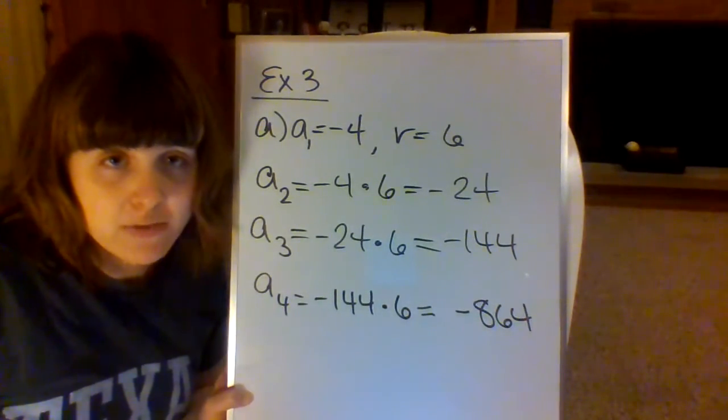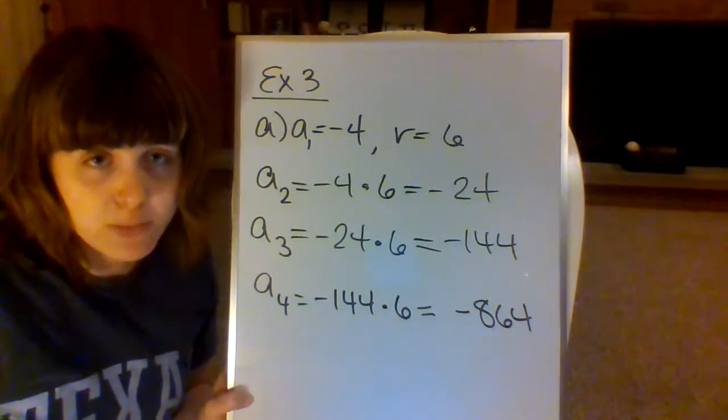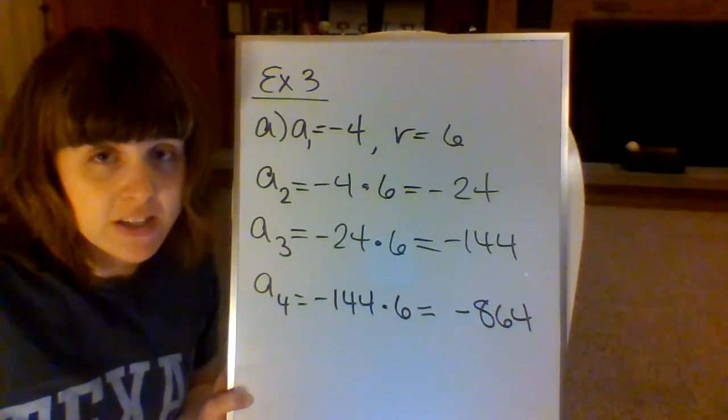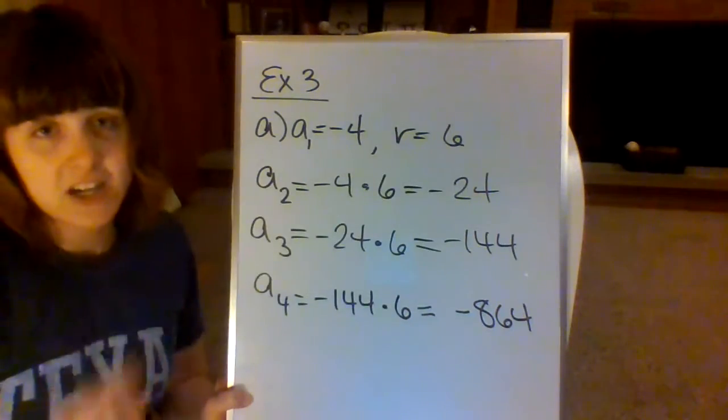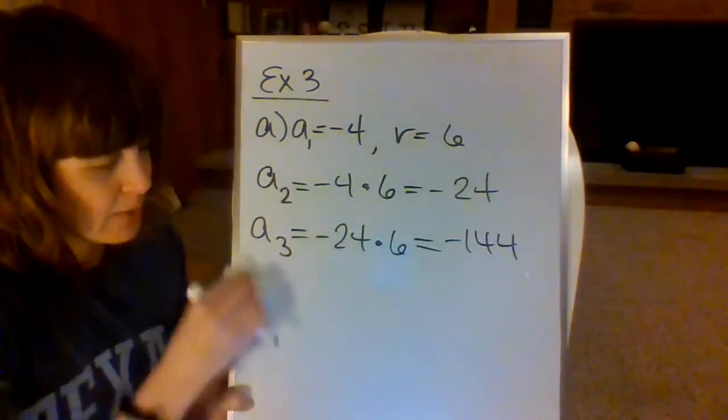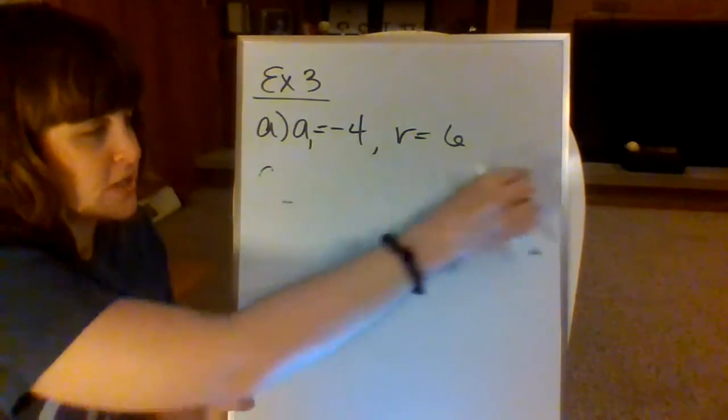So that's how you take the first term and the ratio. You multiply them to find the second term. Then you take the second term times the ratio to get the third one. And ta-da, that's it. Okay, so we're going to have one more problem like that, and then you'll have your Google form to do for the day.